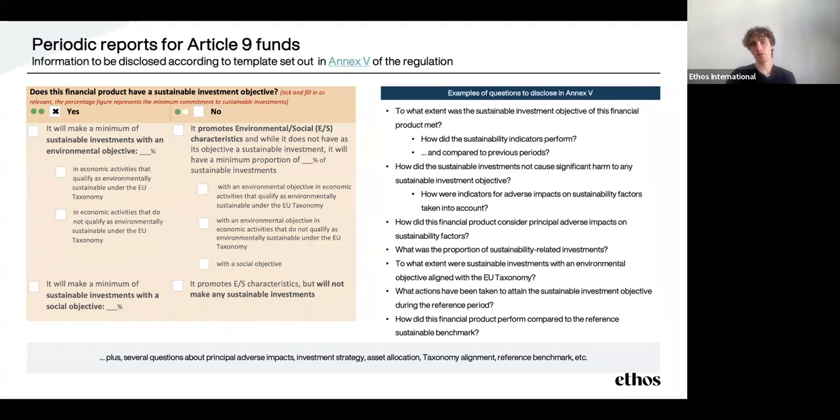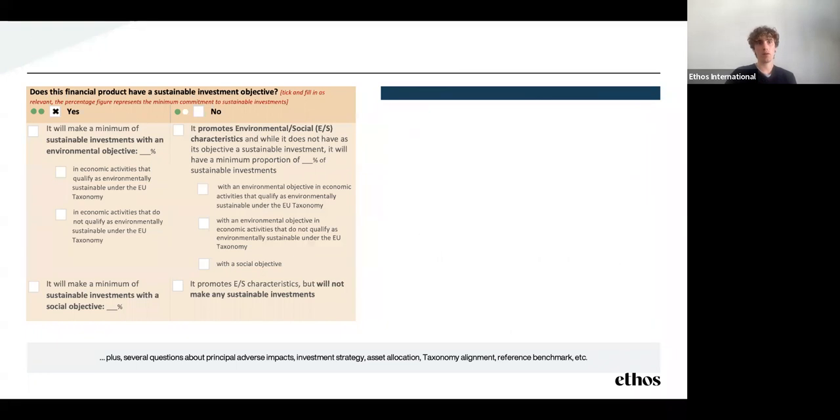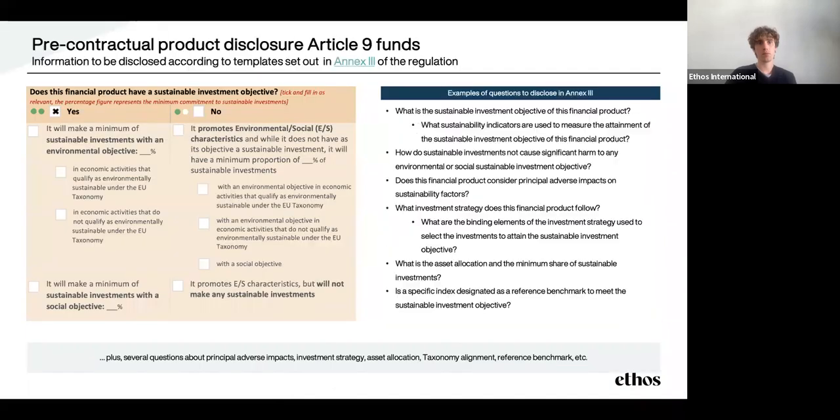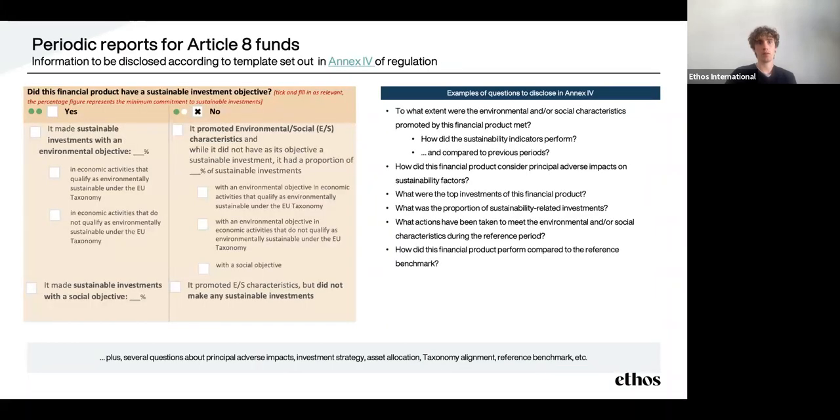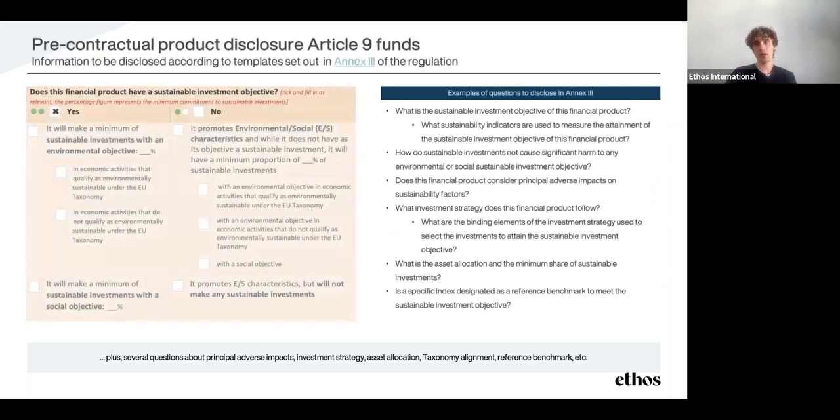And that is the same then for a social objective, as the social taxonomy has still not been adopted and is still hotly debated. Here is the same template then, but just historical, or actually no, I have two of the same slides. But yeah, for Article 9 funds, you will also have to report that it promoted or made sustainable investments with an environmental objective. So both Article 8 and 9 funds will have to publish the results of their investment decisions, investment processes, and their active ownership.